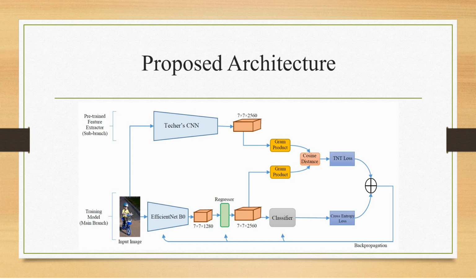Therefore, the loss function used to train the student network consists of two parts. First, as you see, the TNT loss, and second, the classification loss, or cross-entropy loss. To compare the teacher feature map with the student feature map, we can compare them element by element. Doing it this way increases the computational cost, especially when the output features of both branches have a high dimension. Instead, in this article, to compare feature maps more effectively, the Gram matrix of the feature maps is considered.